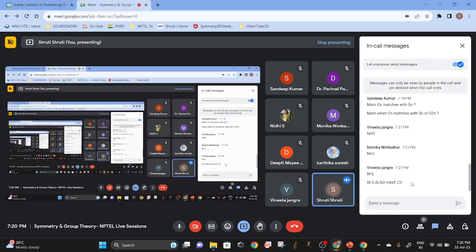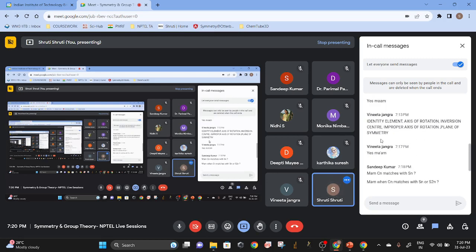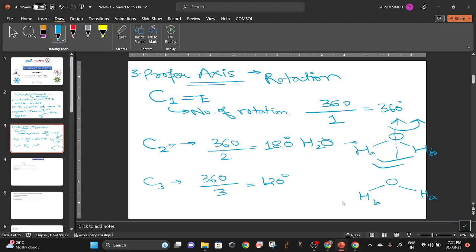BF3 also has C3. Yes. NH3, yes. Okay, so C3, as you guys told, NH3 ammonia has a C3.